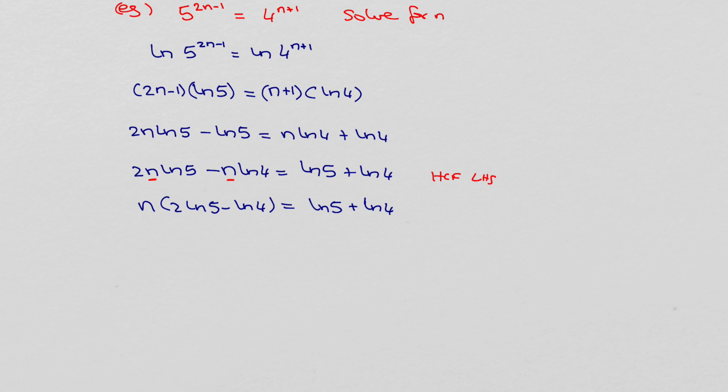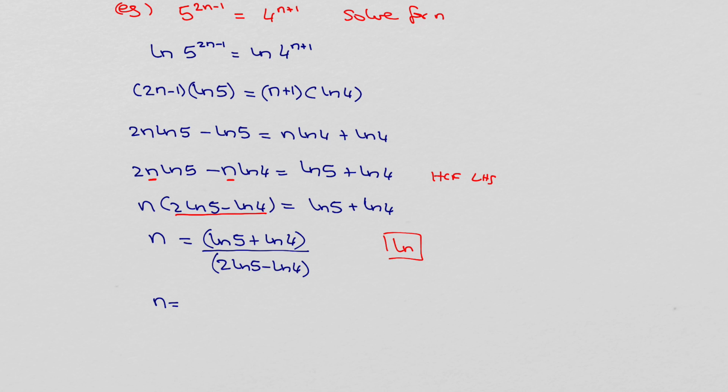So on the left-hand side now, I want to have n on its own, which means I must divide both sides by this term here. So if I divide the left by 2 natural log of 5 minus natural log of 4, I'm left with n. And then I must do the same to the right-hand side. So I'll be dividing natural log of 5 plus natural log of 4 by 2 natural log of 5 minus natural log of 4. And then all we have to do is sub that into our calculator using our natural log button and our fraction button.